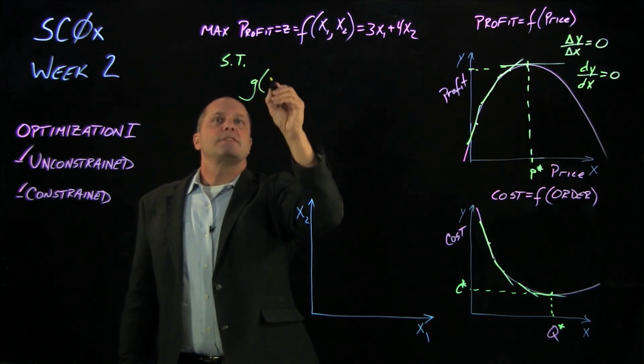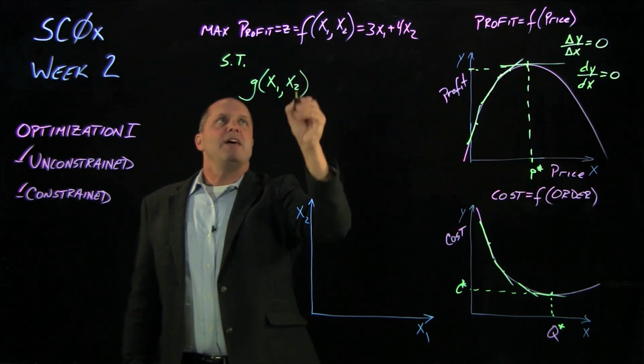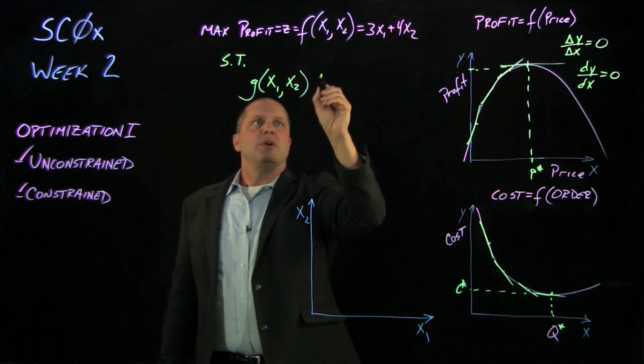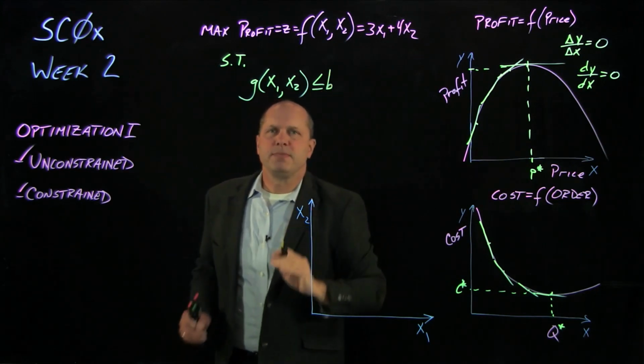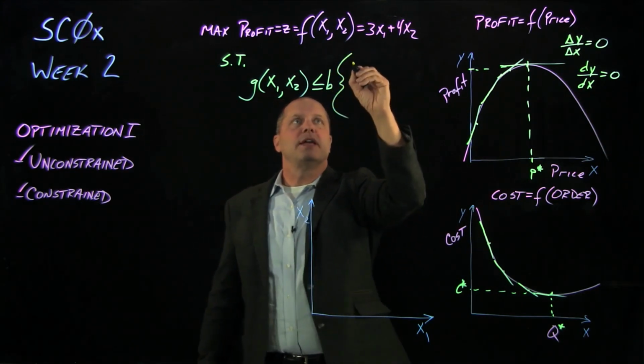And we can write these as a function, and I'm just using a g here instead of an f because I already used the f. G is a function of x1 and x2, and this is going to be less than or equal to b. Now, all that we're saying here, it's a nice compact way of saying something like this.